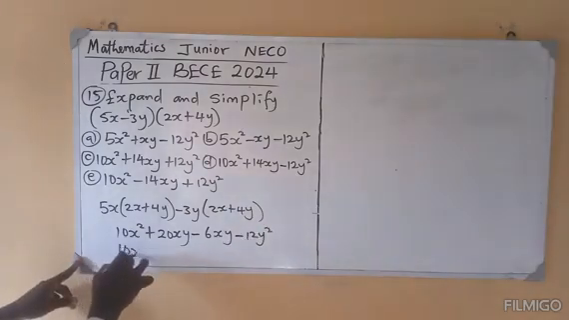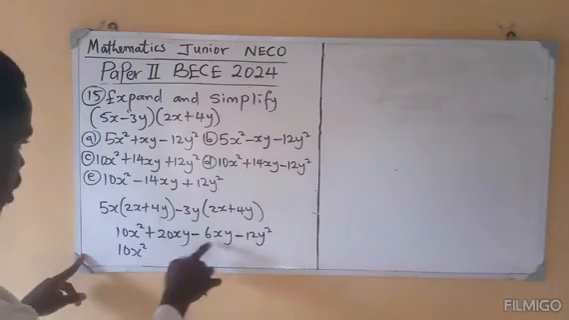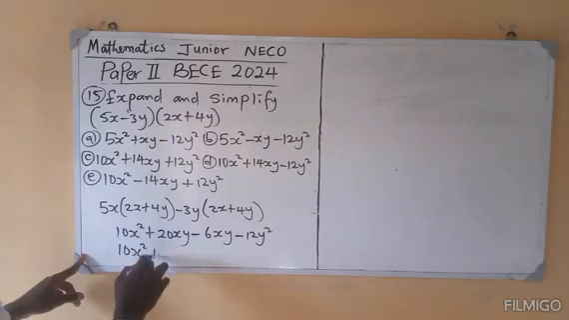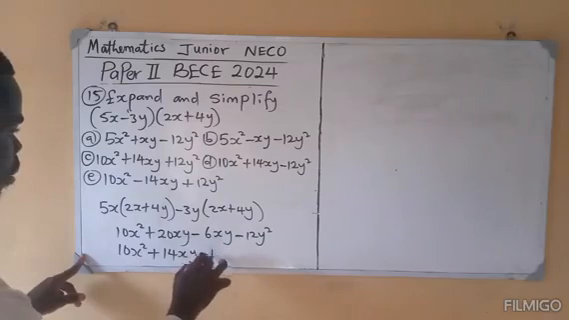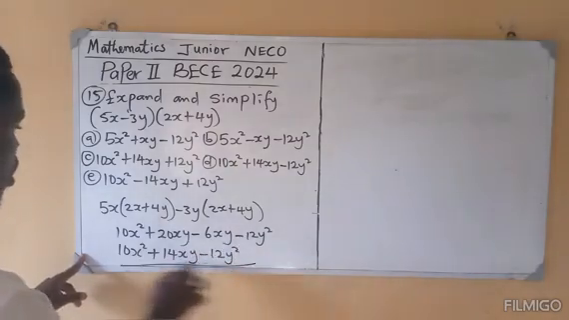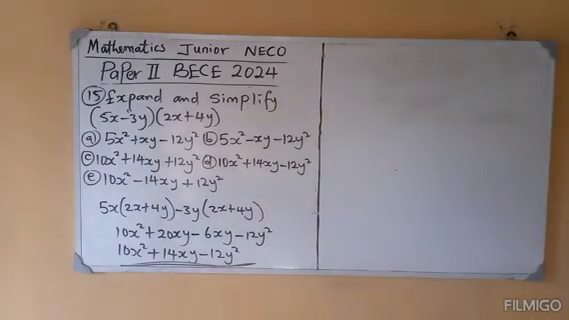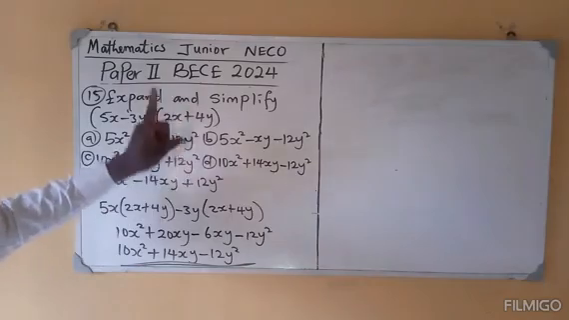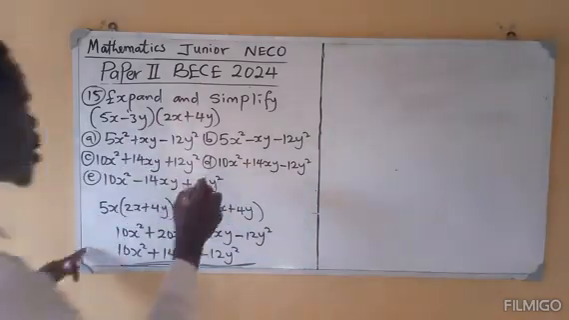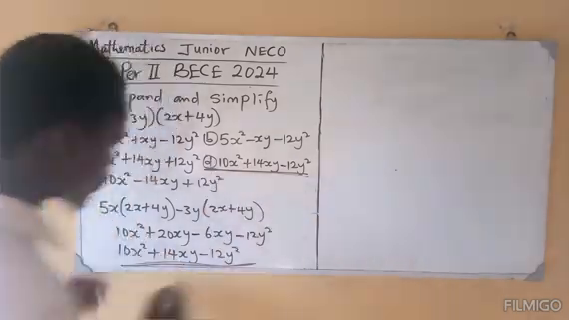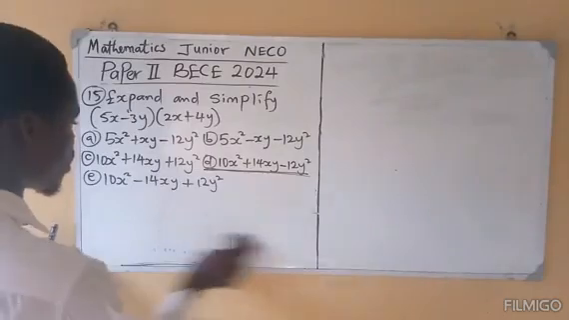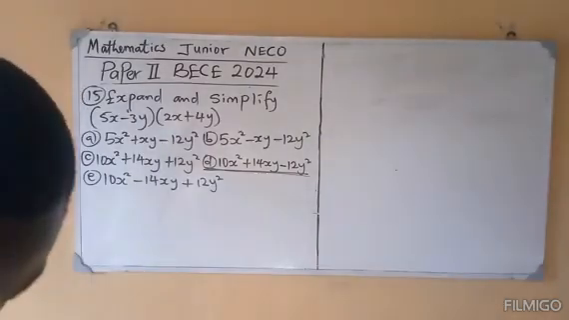So we have 10x squared. We subtract 6 from 20, that will give us 14xy minus 12y squared. So this is the final thing to do. And let's check the correct option. You can see that option D is the correct answer. So option D is correct. So the next question, number 16.